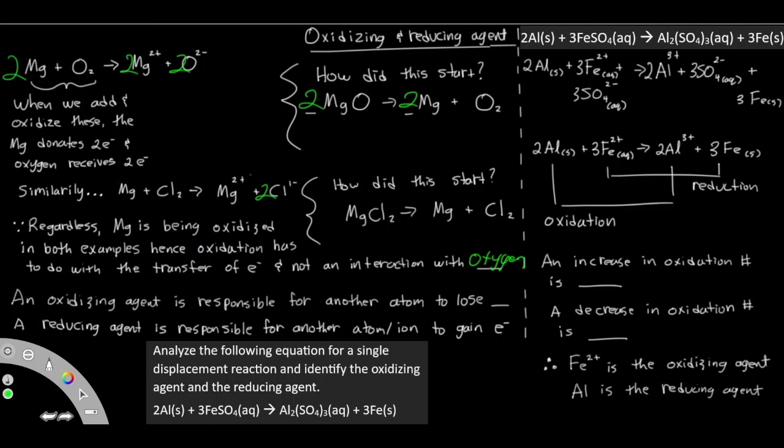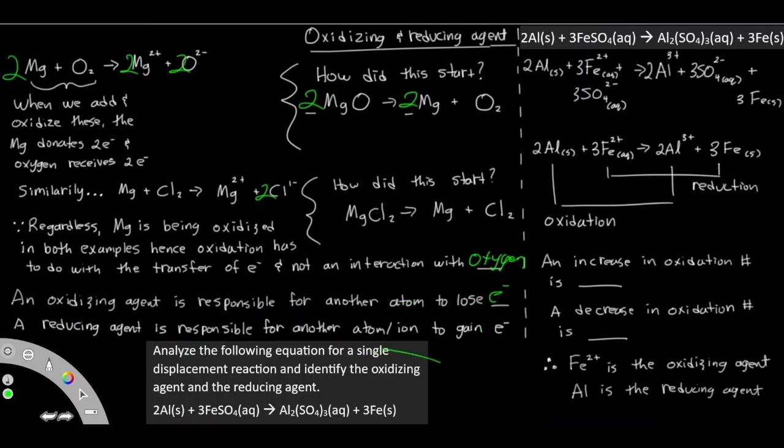So this Mg transferred electrons and it became Mg2+. This Mg here transferred electrons and became Mg2+. Now, an oxidizing agent is responsible for another atom or ion to lose electrons, whereas a reducing agent is responsible for another atom or ion to gain electrons.